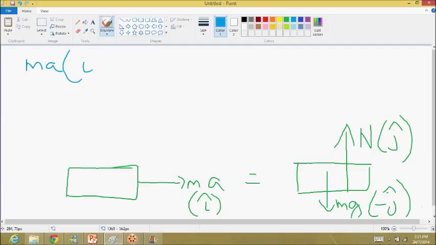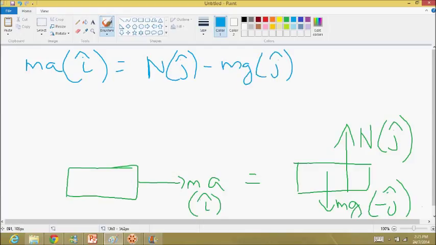So ma in the i direction, that's from our kinetic diagram, is equal to N in the j direction minus mg in the j direction. Notice I've just taken the minus out from the j and put it in front of the entire force. You can easily do that. So now this ma here is from the kinetic diagram, and this N j minus mg j is from the kinematic diagram.